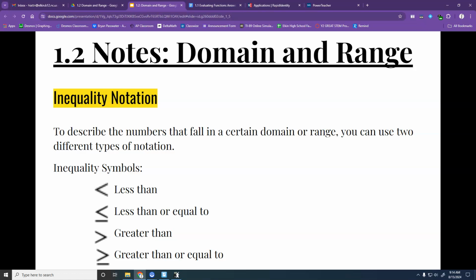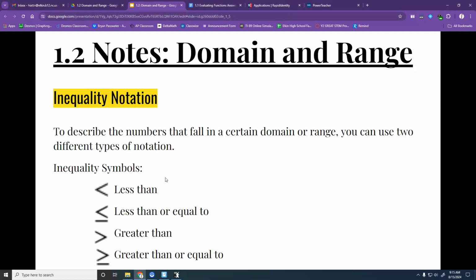But a lot of the functions that we're going to look at are not just single points, they're entire equations where we have lines and stuff like that. So we have to know how to write the answers. So the first thing I have here is just a quick review of less than and greater than signs.